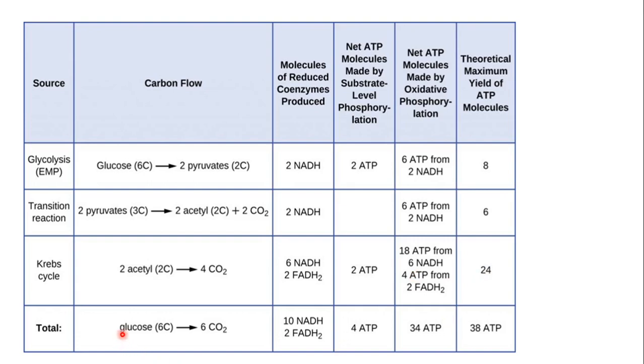So during conversion of one glucose to the last step, that is carbon dioxide, these are the total yields of all the molecules, finally giving us 38 ATPs. Finally giving us 38 ATPs is the total yield. So this is how we get the total yield of ATP at the end of respiration. Okay, thank you.